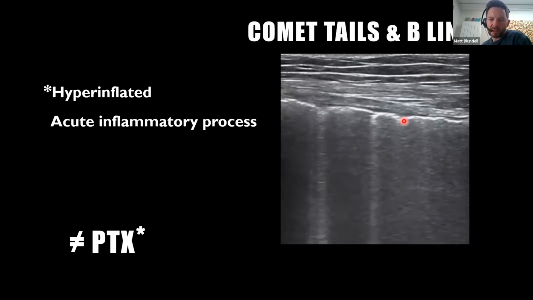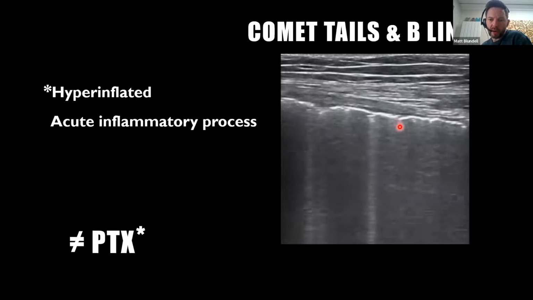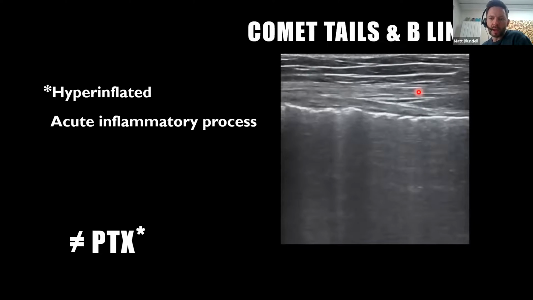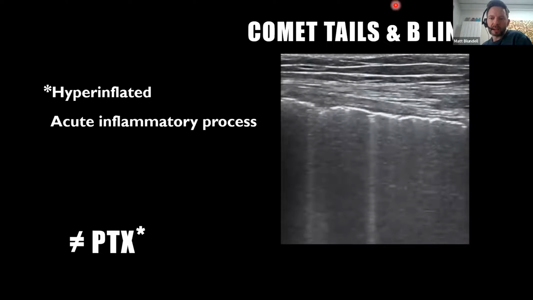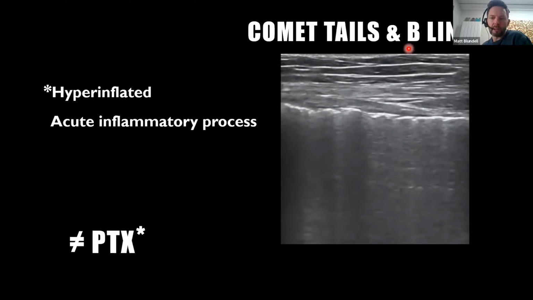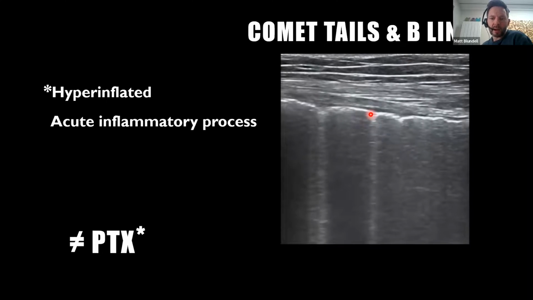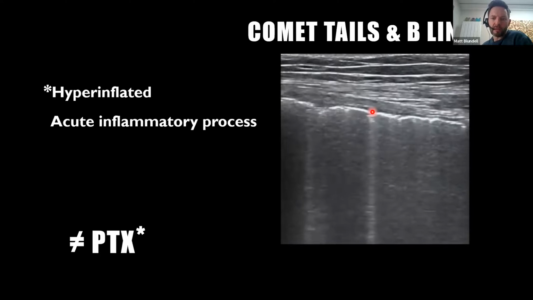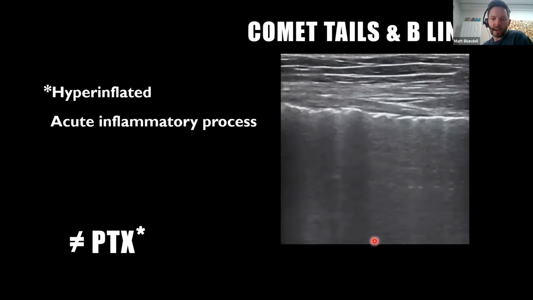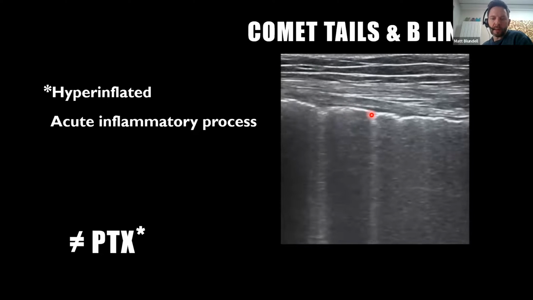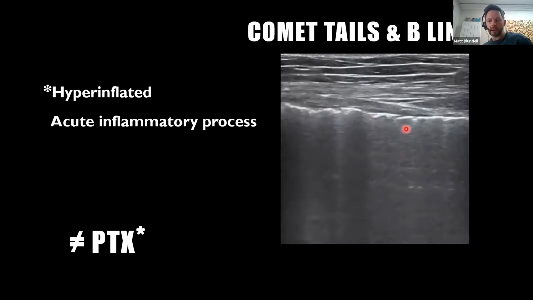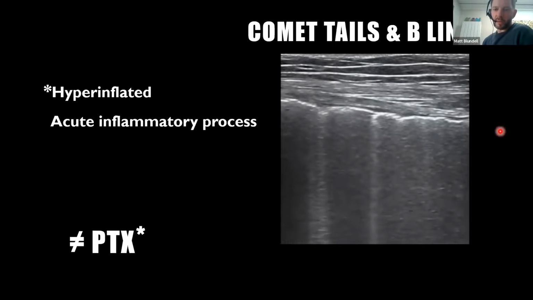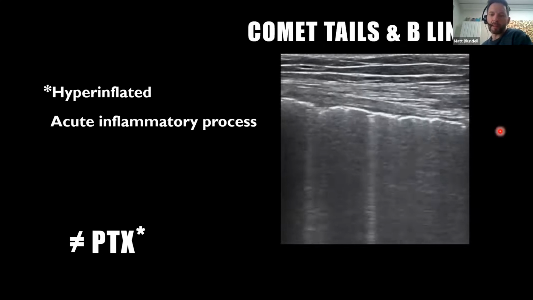So comet tails are these smaller little lines that just come down around 1 centimetre or so, and that's due to the ultrasound beam bouncing between the 2 pleural layers and then bouncing back to the processor, whereas B lines are these larger bright lines that go from the pleura all the way to the edge of the screen. These are due to little pockets of fluid and gas bubbles in the pleura. You see these in other conditions like pneumonia, like COVID, or pulmonary edema.